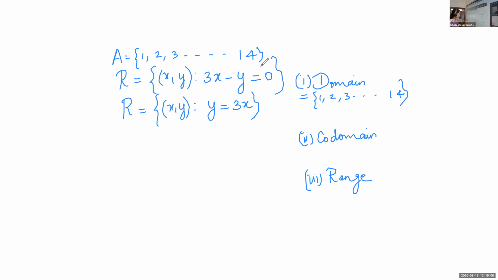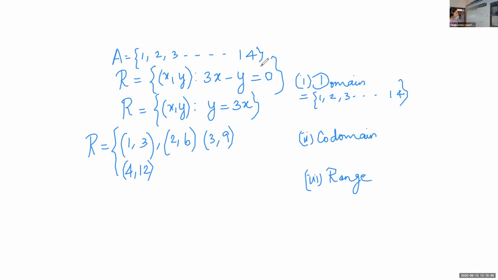So, can you give the elements which are related here? You start with the first element; the second element is 3 times the first element. X is 1, y is 3. Then 2, 6. Then 3, 9. Then 4, 12. If you take 5, 5 is there in A.